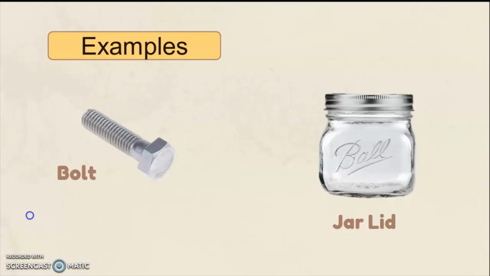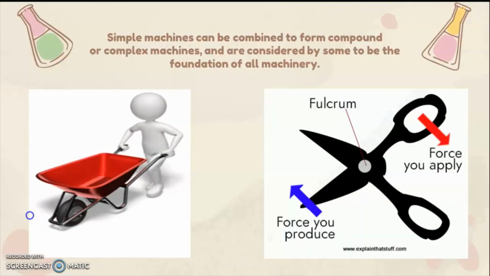The 6 simple machines can be combined to form compound or complex machines, and are considered by some to be the foundation of all machinery. For example, a wheelbarrow is made of levers combined with a wheel and axle. A pair of scissors is another complex machine. The 2 blades are wedges, but they are connected by a lever that allows them to come together and cut.